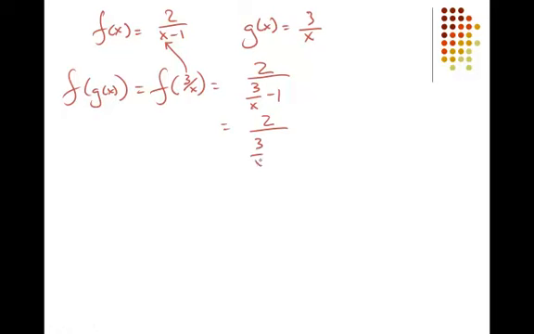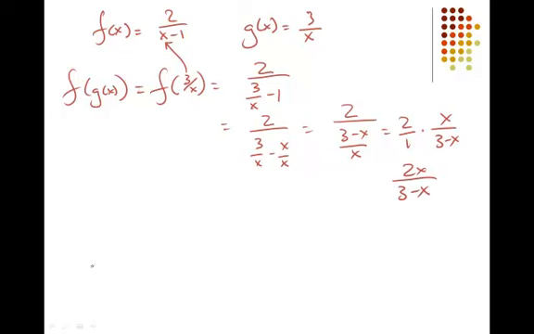Now, I need to clean this up a little bit. Common denominator in the base, bringing these two fractions together, and then multiplying by the reciprocal. So my final result is 2x over 3 minus x. Now let's go back and look at domains.